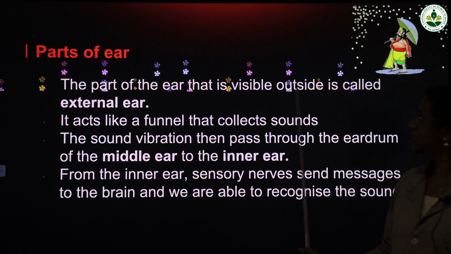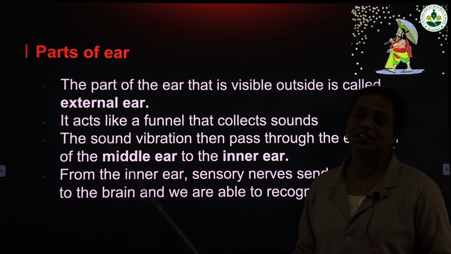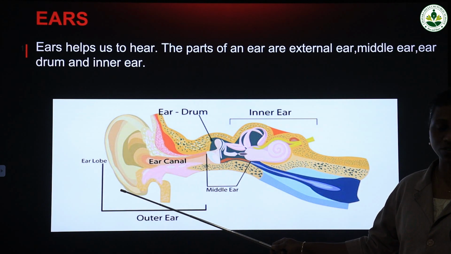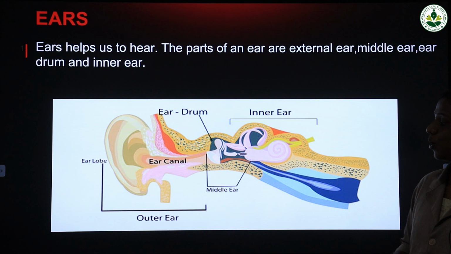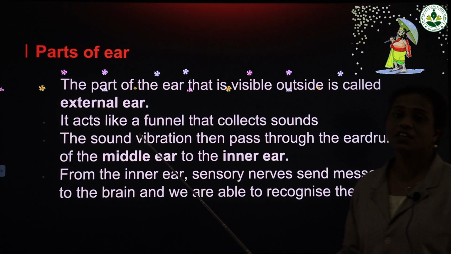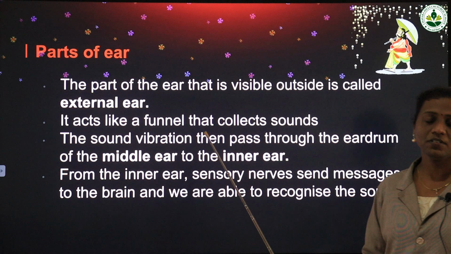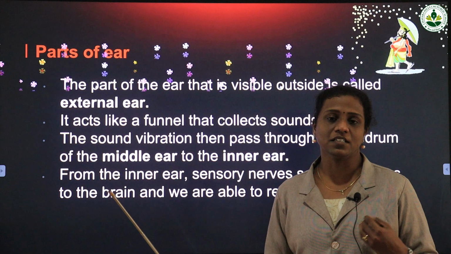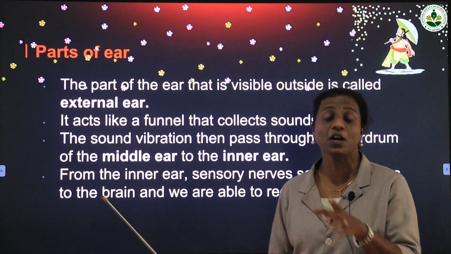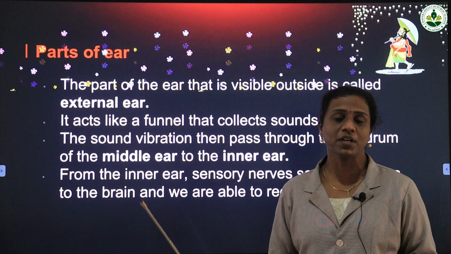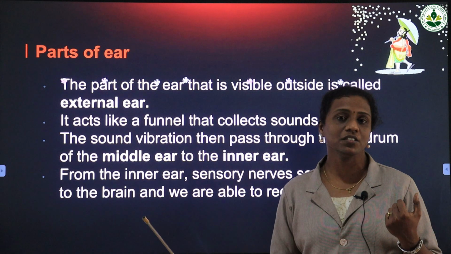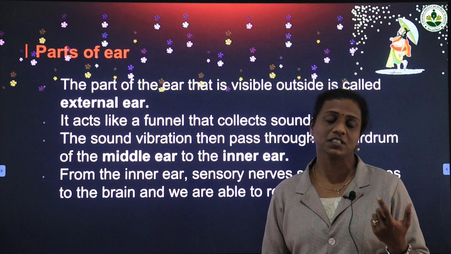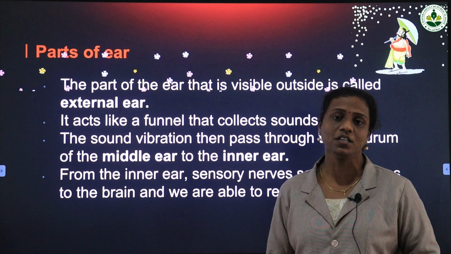The part of the ear that is visible outside is known as the external ear. You can see here the visible portion of the ear, including the ear lobe also. It acts like a funnel and collects the sound. When the sound reaches the eardrum, it enters the ear as vibrations. It touches the eardrum and starts vibrating, and the sensory nerves connected to the eardrum carry the message to the brain.